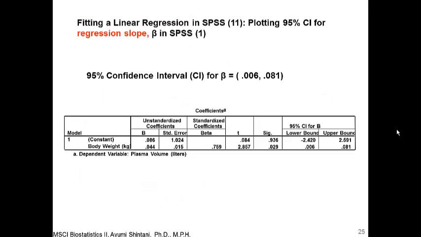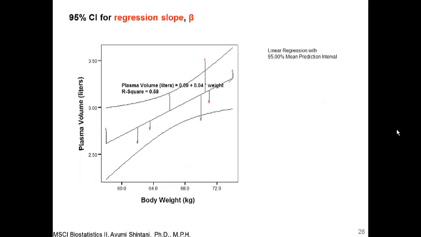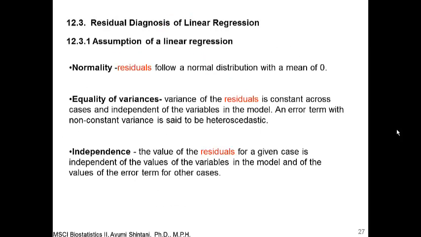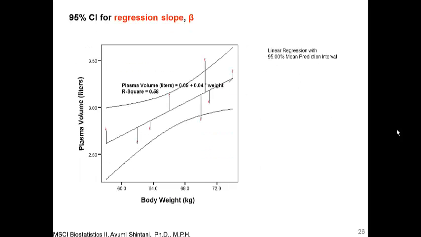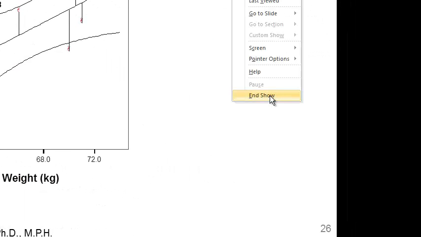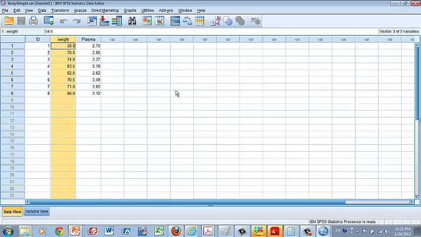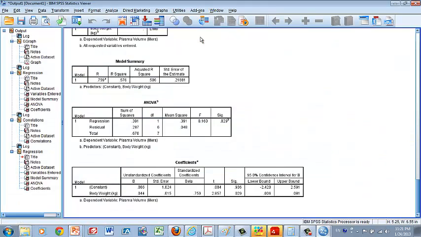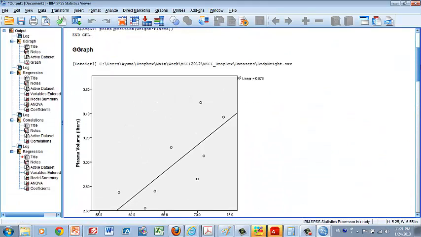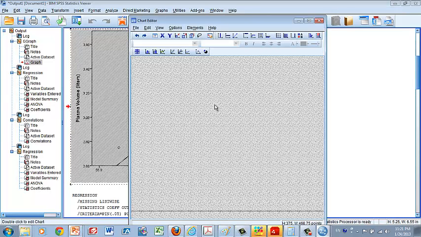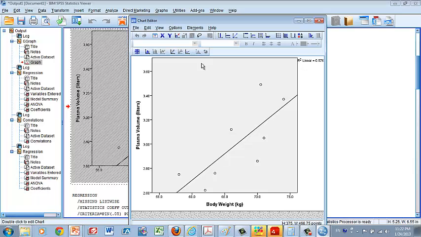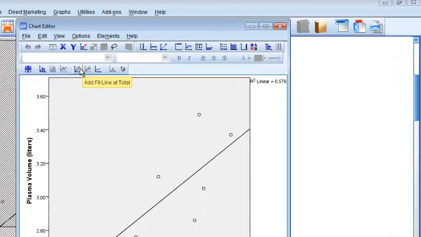So next, I will show you how to put the confidence interval on this regression line. Go back to SPSS and go to the output file where we already did the scatter plots. Double click, and there is an icon.